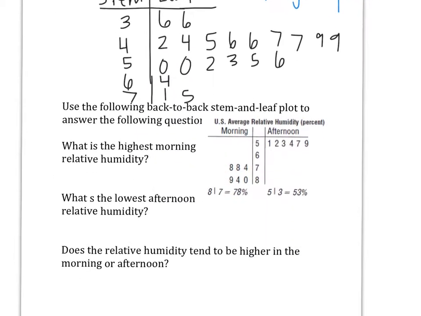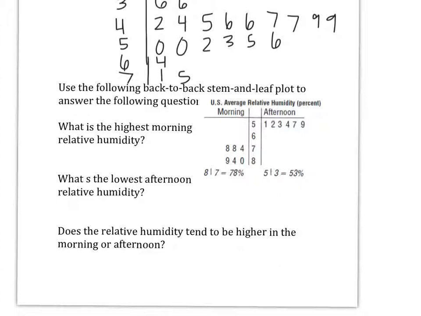Use the following back-to-back stem and leaf plot to answer the following questions. As you see below, that's a back-to-back stem and leaf plot, and what this can do is compare stem and leaf plots. So here in the middle would be the stem. And then on both sides of it would be the leaves. But different sides are different data sets. So this side over here is different than this side over here. So let's go ahead and answer a few questions about this back-to-back stem and leaf plot.